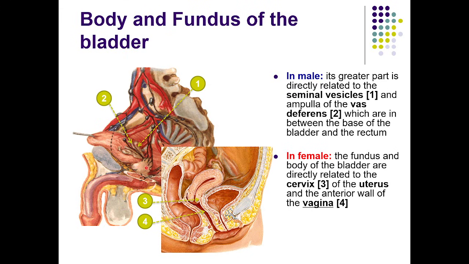Inferior, we have, what is it? Prostate gland in the male body. And in the female body, we have just the urogenital diaphragm. We do have the urogenital diaphragm in the male body, but it's underneath of the prostate. Are we good? Are we clear?